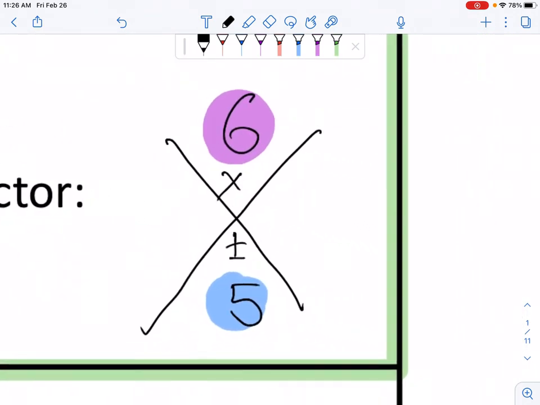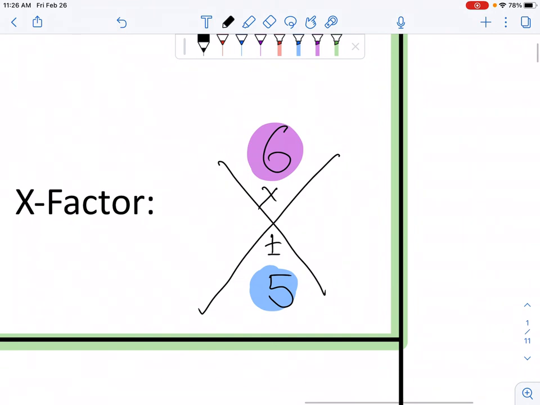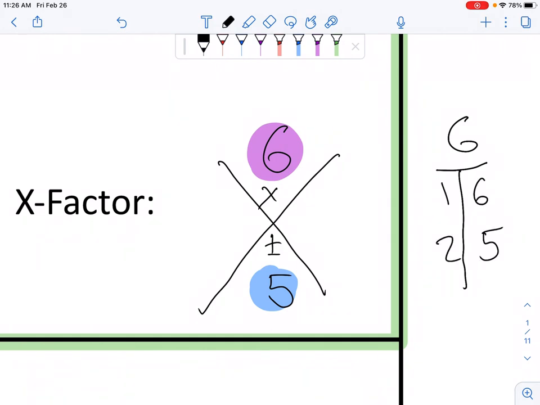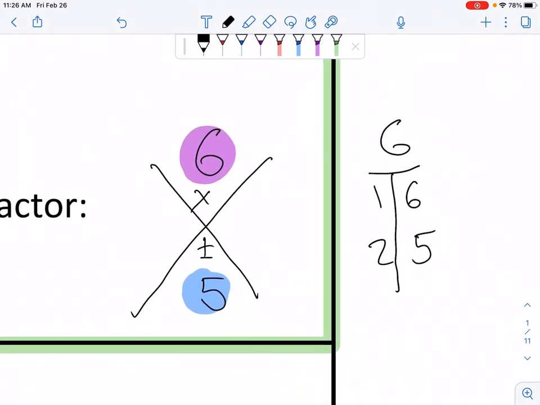So the x factor is a way of organizing our work. We want to know what will multiply to make 6 and add to make 5. So off to the side here, I'm going to list the numbers that multiply to make 6. So 1 times 6 and 2 times 3. And now that I have my factors, if I look this way, 1 plus 6 makes 7. So that's one possible combination.